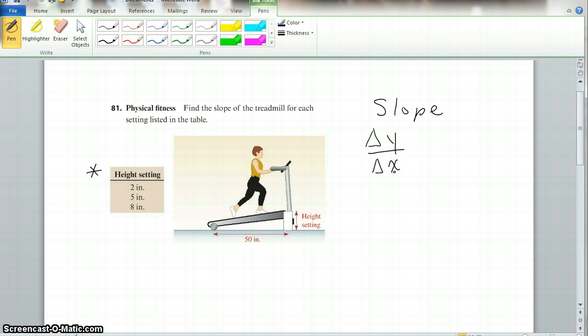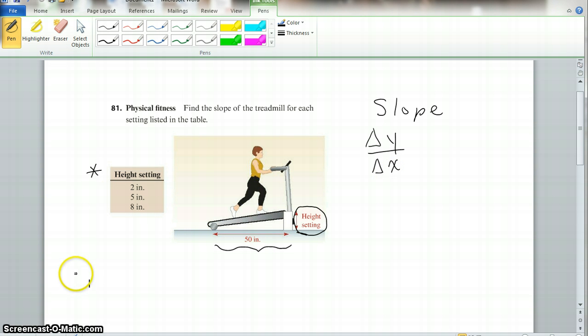Now, normally we would subtract our y's and subtract our x's. That's if we were given ordered pairs. But here, we're actually given those distances. Your height setting, notice, is the change in the vertical direction, up and down. And the 50 inches, that's the change in the horizontal direction. That's like the change in the x's. So that'll be down below.